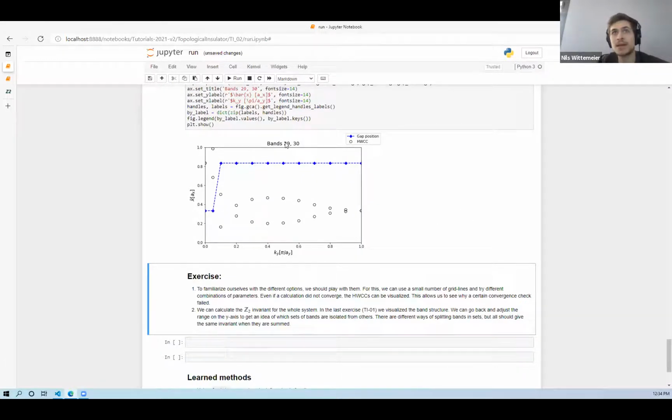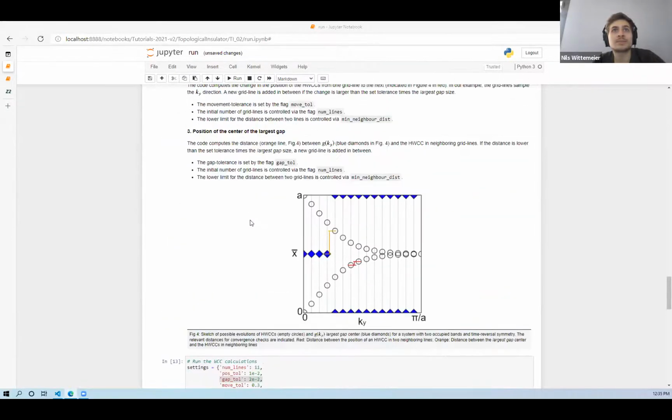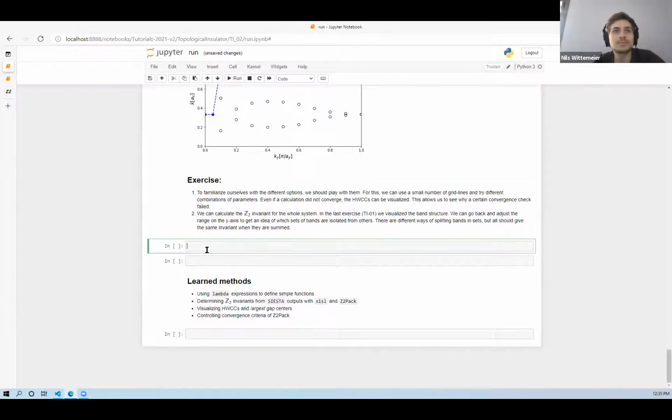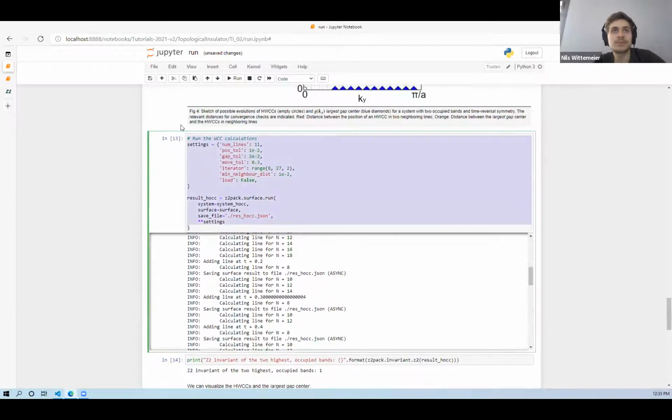Now we've done this for this first pair of bands, and there are more bands. So basically, to fully characterize this material, we would have to go back and copy this system block here. And instead of doing it just for the top 2 bands, we'll do it for the first 30 bands. You can either define this as an integer, or you can pass a list of the bands.